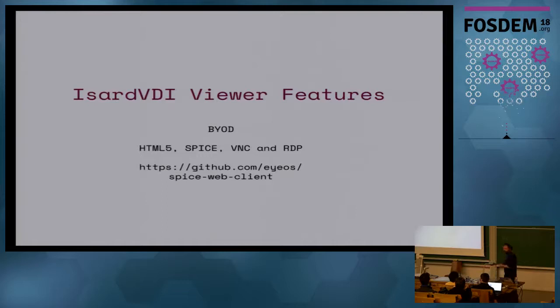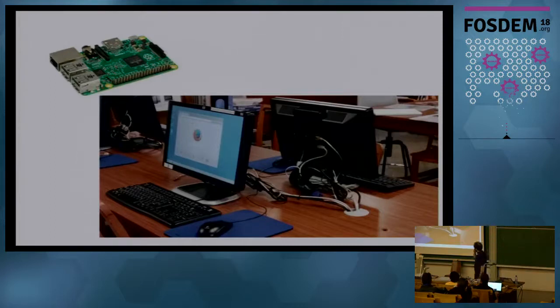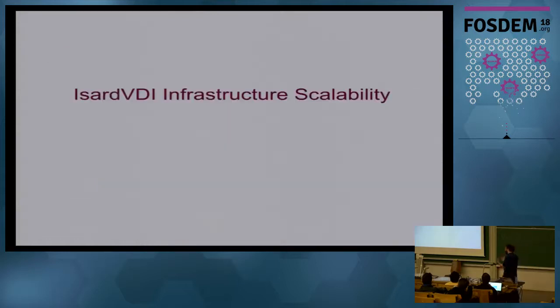VNC works quite well also, and most of the operating systems already have a VNC client ready. And RDP to access other kinds of Windows clients. With the client viewers, we have set up some computers with Raspberry as the client, that access our system and get the desktop. And it works quite well for a normal use. If you try to do intense graphics, something like that, of course, it doesn't work quite well.